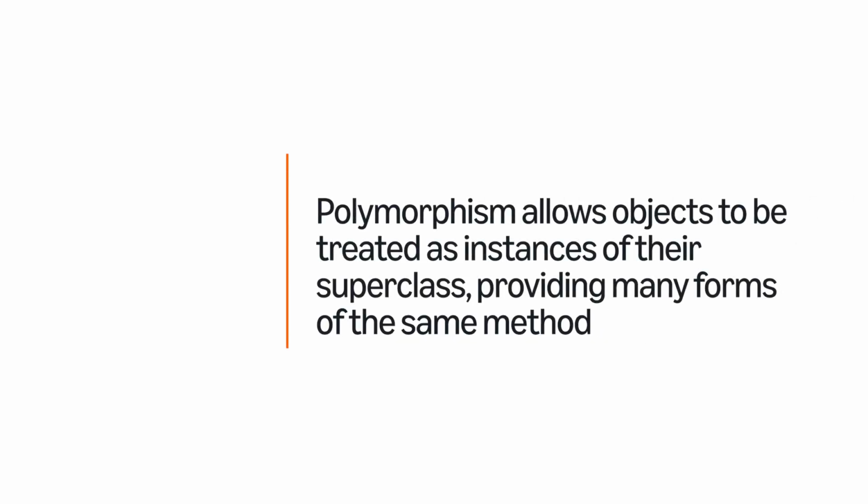To summarize, polymorphism enables objects to be treated as instances of their superclass, providing many forms of the same method. It includes method overloading, where methods have the same name but different arguments, and method overriding, where a subclass can redefine a method already defined in its superclass. While polymorphism offers significant benefits regarding reusability, flexibility, and maintainability, it also introduces complexity that requires careful design. It's like using a universal remote control, extremely powerful and convenient, but only if you know how to use it properly.